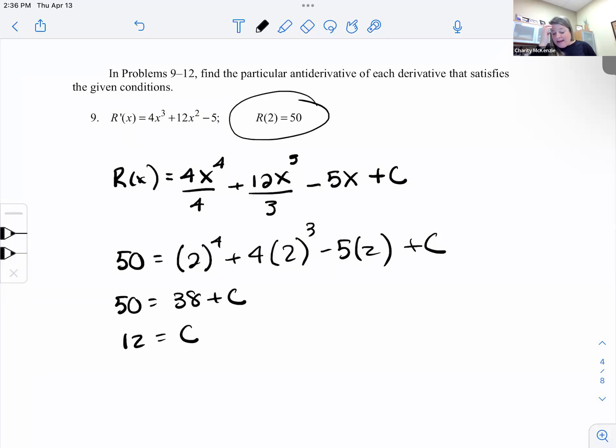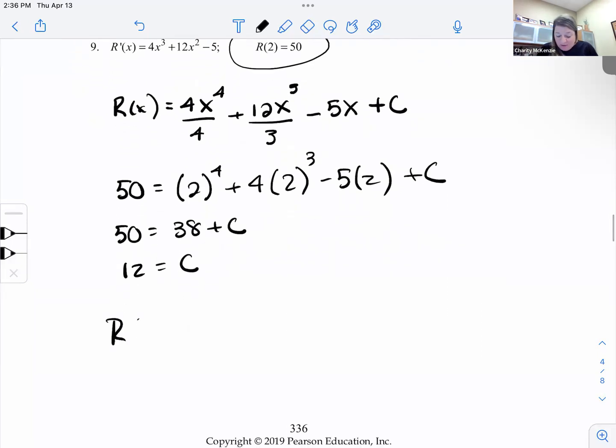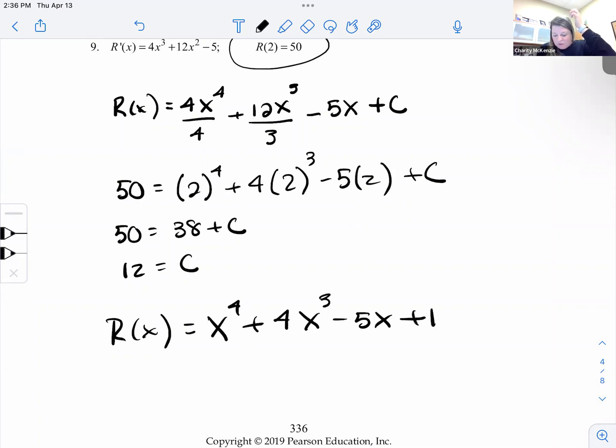Now I can rewrite my function and have the full answer and the true original function, right? This is the real function because we were able to find our constant value. So I would reduce as I write this down. This 12 divided by 4 is 3, so x to the 4th, plus 4x to the 3rd, minus 5x plus 12. I can put that 12 back in.